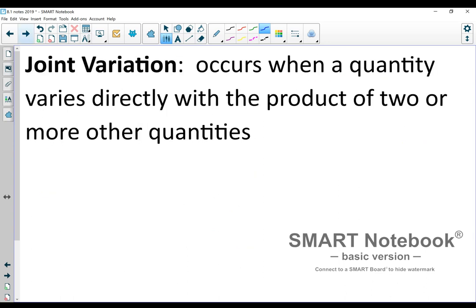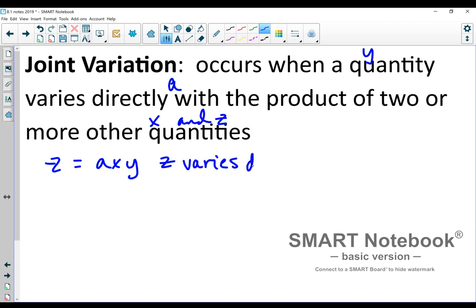So joint variation is when we have a quantity that varies directly with the product of two or more other quantities. So by quantity, it could be like y varies directly with the product of like x and z, for example. And so you're still going to have some kind of letter in here, like an a or something. But you can vary with more than one thing. So if I have something like z equals axy, that would be z varies directly with x and y.